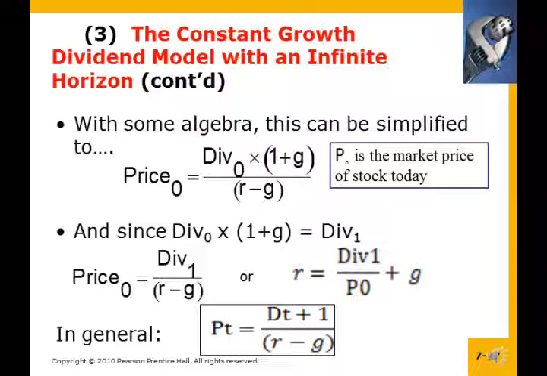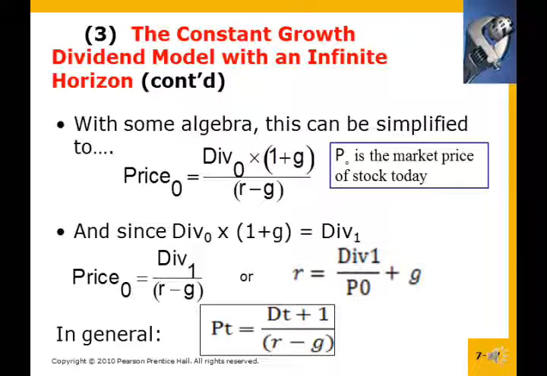Also, with some algebra, you can get r from the rule: price note equals dividend 1 divided by r minus g, and r will be equal to dividend 1 divided by price note plus g. So r will be equal to dividend 1 divided by P note plus g.